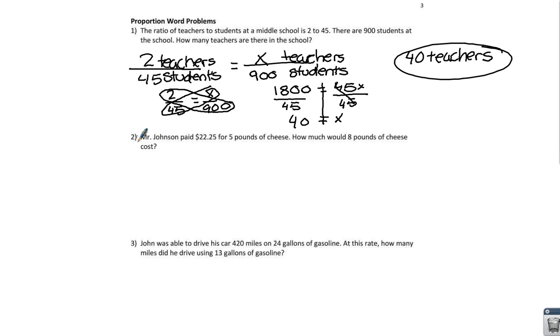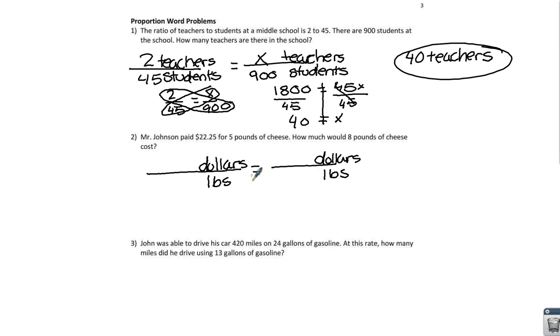Okay, now looking at number 2, Mr. Johnson paid $22.25 for 5 pounds of cheese. How much would 8 pounds of cheese cost? So we know there's going to be two fractions. So the first thing we're talking about is dollars. And the second thing we're talking about is pounds. And the abbreviation for pounds is LBS. Equals some sort of fraction with dollars over pounds.